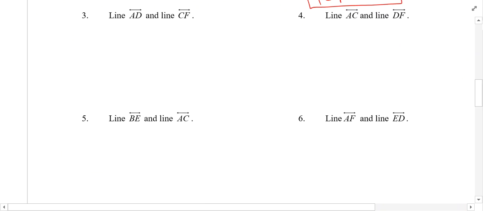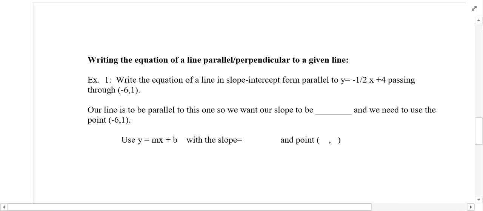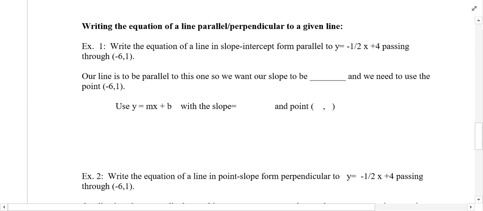Okay, so then skip the rest of this page. We're going to go down to the next one. So turn the page. And we're going to look at writing an equation of a line, and it's going to ask if it's parallel or perpendicular to some equation. Okay, so we want to write an equation of a line. Our answer, we want it to be in slope-intercept form. So again, we want to keep track of what form we're going for.